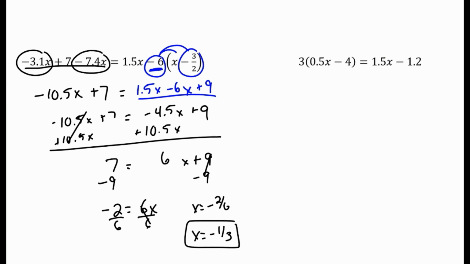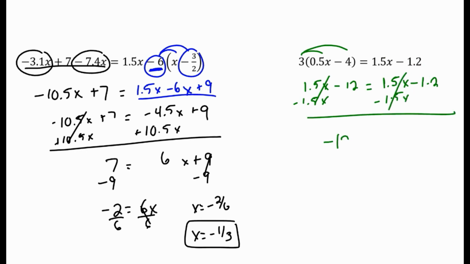Sliding on over here, I've got variables on both sides, so I'm going to use the distributive property to get me started. Negative 1.5x minus 12 equals 1.5x minus 1.2. I'm going to subtract 1.5x. That adds to 0 as well. That's interesting. And I get negative 12 equals negative 1.2. Wait a minute. This is always false. So because that's false, the original is false.